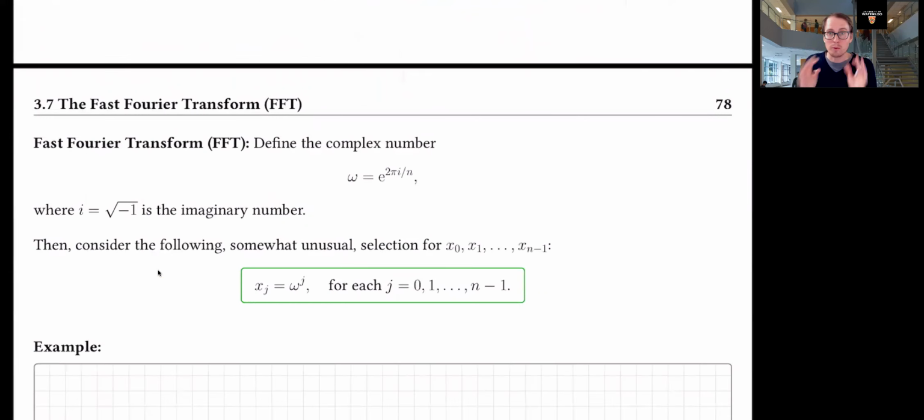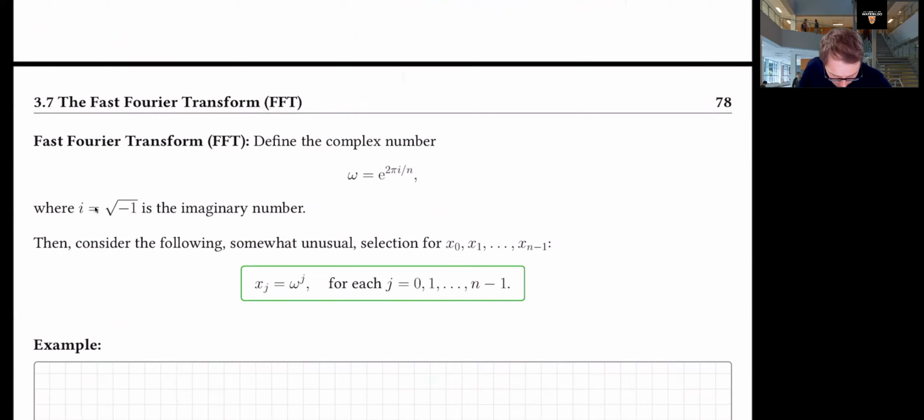And the selection is kind of weird. So it might throw you off a little bit when you first see it. To begin, we define the complex number, omega, which is e to the power of 2 pi i over n. So here i is the imaginary number, square root of -1. And then for selection, rather than using real numbers, we're going to use complex numbers. It turns out that that gets us a big time savings. And so we use this selection for x0 through xn minus 1. We go xj is omega to the power of j.